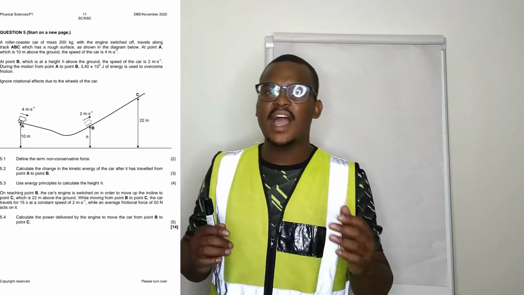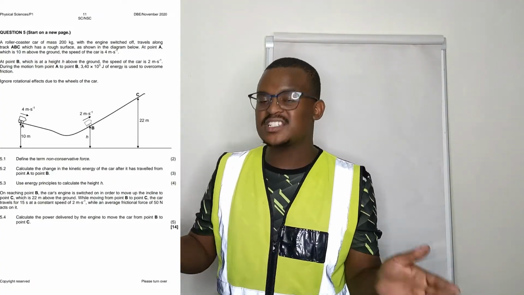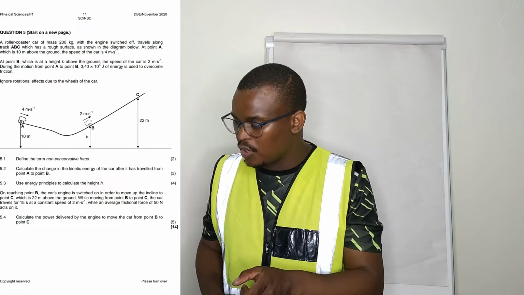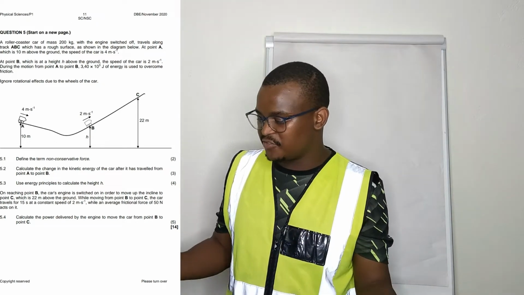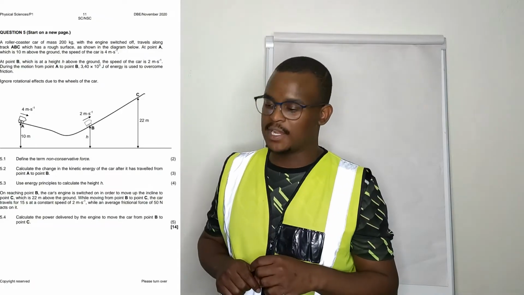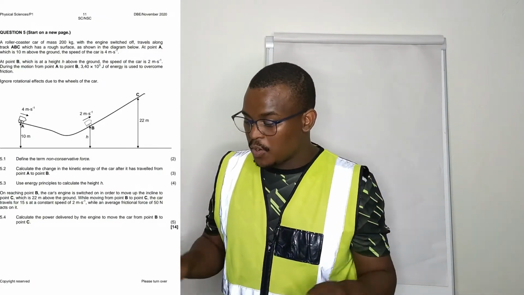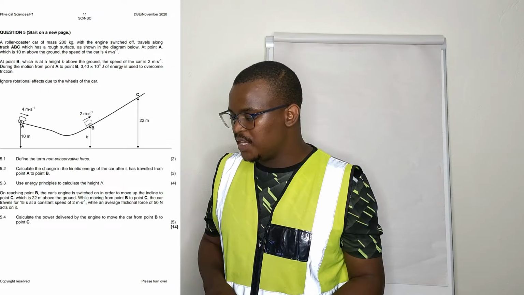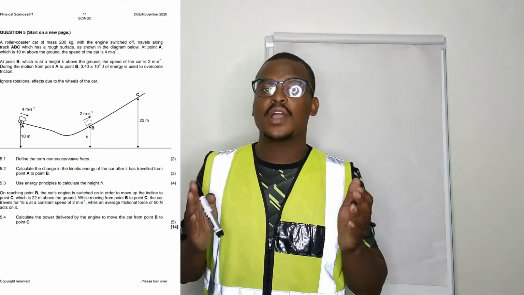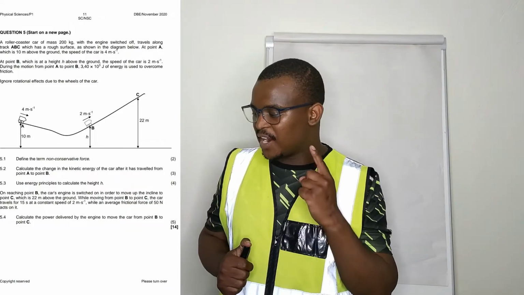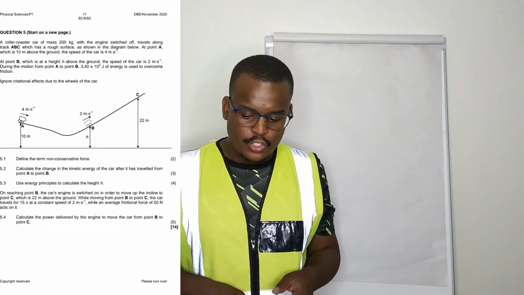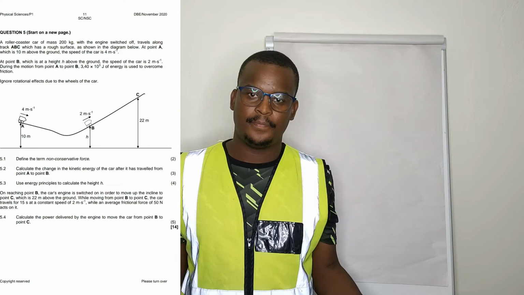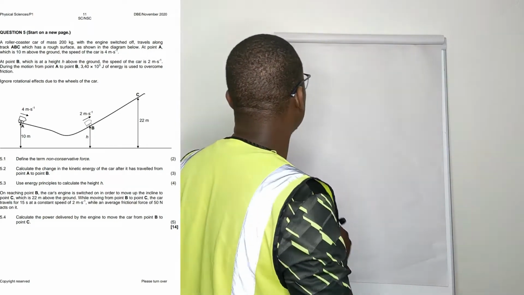So as the car travels from point B to point C, it travels for 15 seconds at a constant speed of 2 meters per second, experiencing an average frictional force of 15 newtons as it goes up the incline. Now the question says, calculate the power delivered by the engine to move from point B to point C. In order to approach this question, you need to understand what power is, because you can't solve something that you don't know. Okay, let's do this.